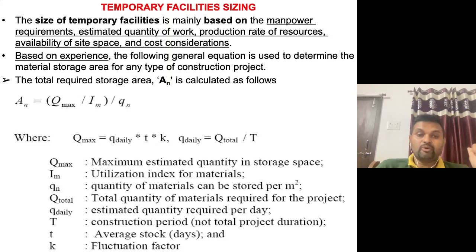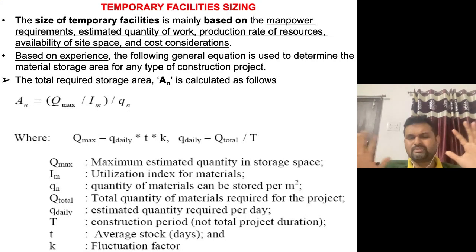First, I'm going to calculate the small q daily. What is q daily? Q daily is the estimated quantity required per day. First, I need to calculate the approximate quantity you're going to require per day of that particular material. So how are you going to calculate it? Q total, the total quantity of the material required for the project, divided by construction period.